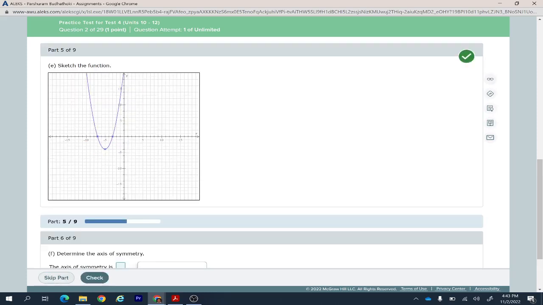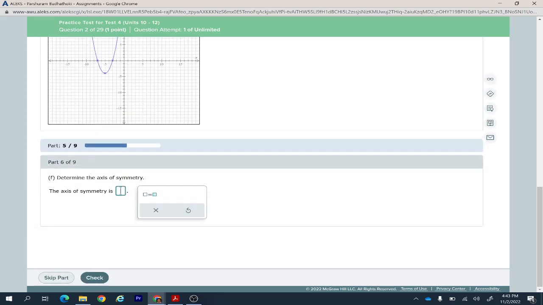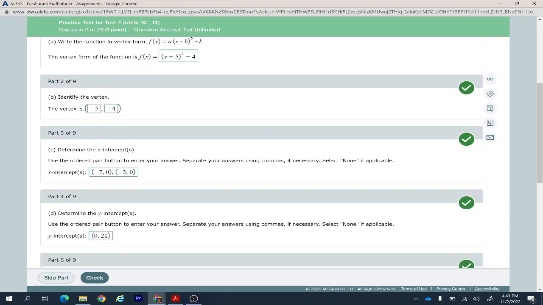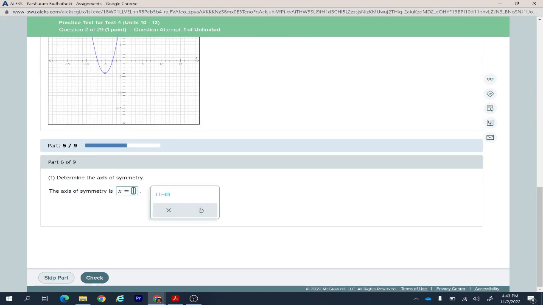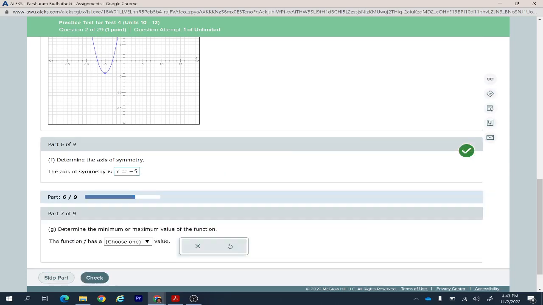After clicking the vertex. Axis of symmetry: the x coordinate of the vertex is your axis of symmetry. So x equals, what is the x coordinate of the vertex? The vertex is -5, so x equals -5 is our axis of symmetry.